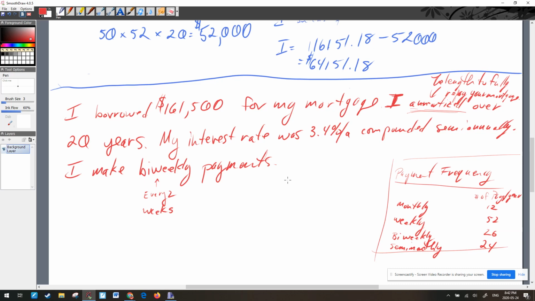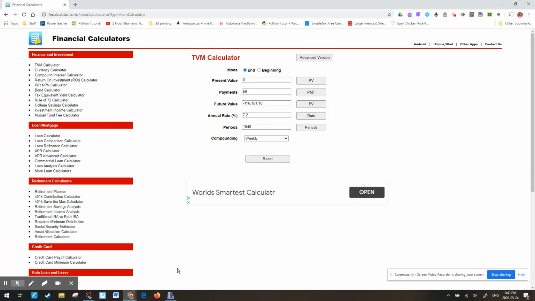However, on a TVM solver, it's not bad at all. So I'm going to grab this TVM solver again, and I'm going to reset it. Now, present value. So here's where it gets interesting. The present value of my mortgage is 161,500 because that's how much it started at, right? But it was a debt. So I owed it. So it's negative 161,500. So that's how much I owed.